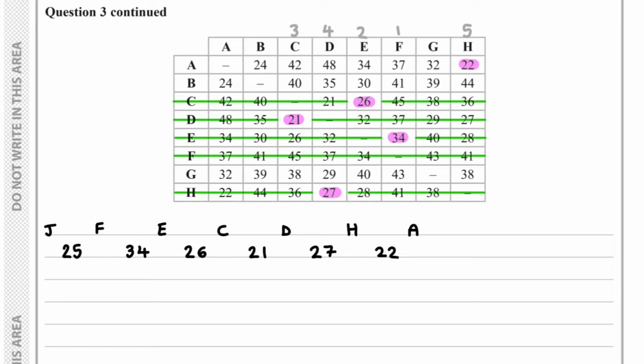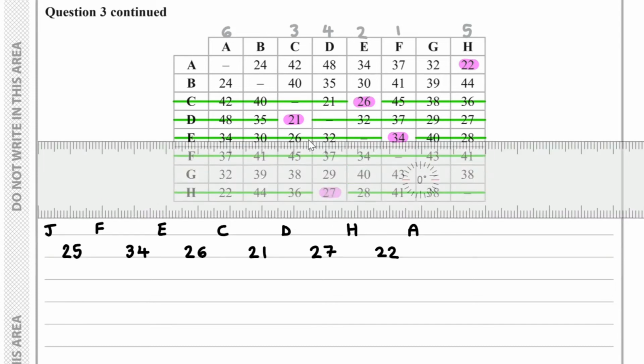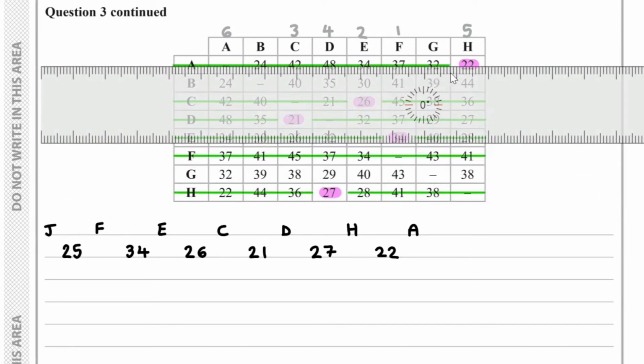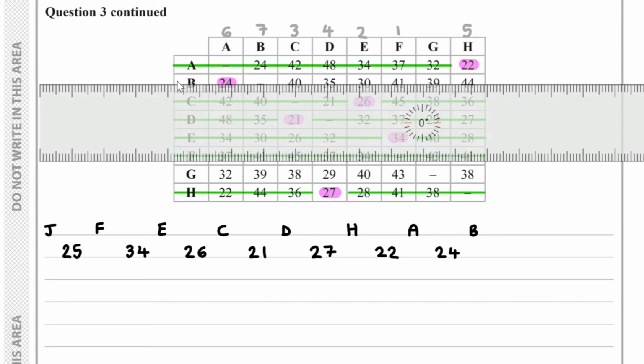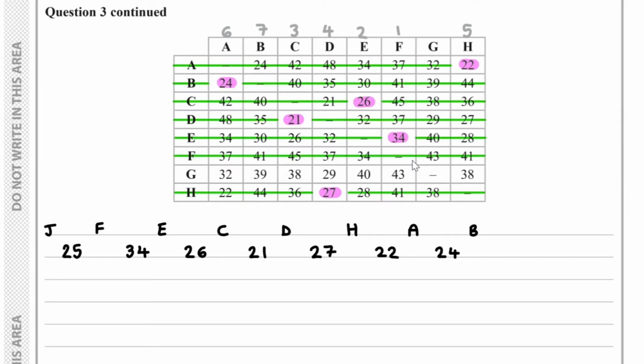So we write a 6 above column A and then delete row A. Looking down A, the smallest entry is 24, and that takes us to B. So we assign a number 7 above column B and then delete row B. We now look down B for the smallest entry. That will be 39.